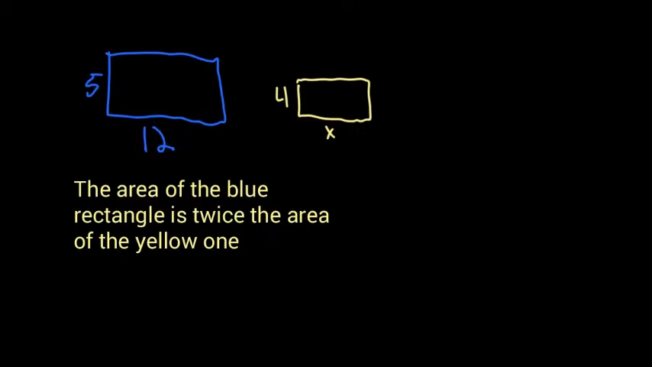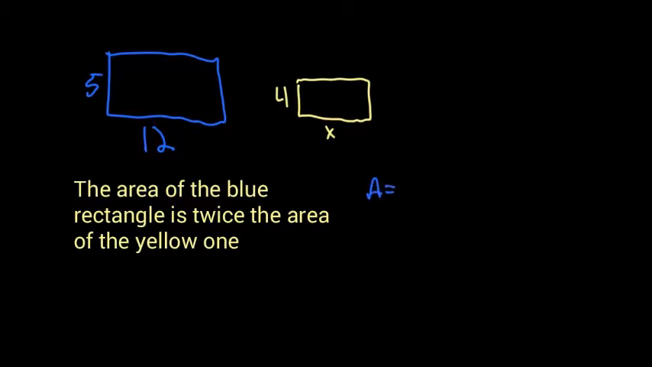Alright, so now we're given 2 rectangles. One of them is 5 by 12, the other is 4 by some unknown side. And that's what we're trying to find, that unknown side. And the information I'm giving you is the area of the blue rectangle is twice the area of the yellow rectangle. So first let's find the area of the blue rectangle.